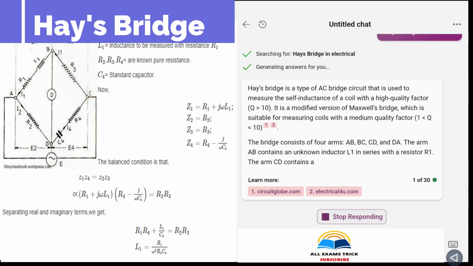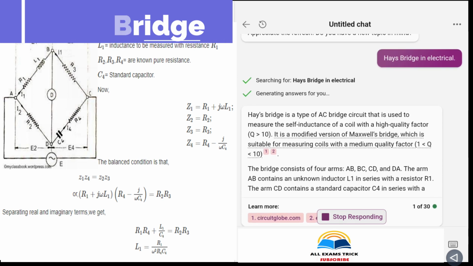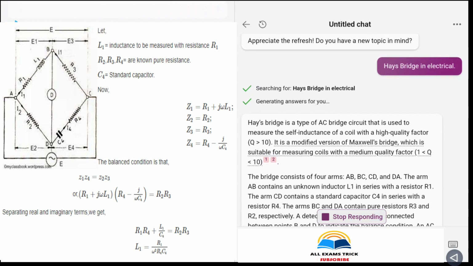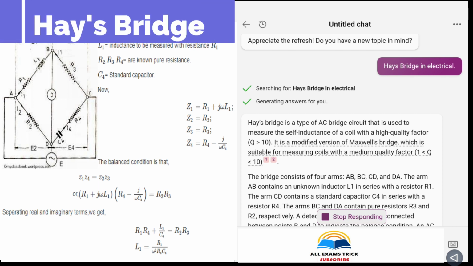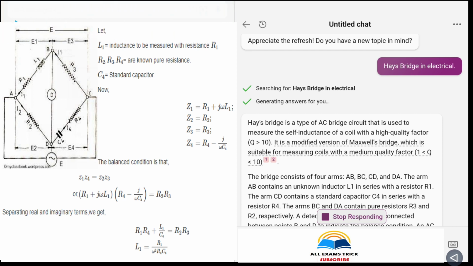Hayes bridge is a type of AC bridge circuit that is used to measure the self-inductance of a coil with a high quality factor, Q greater than 10. It is a modified version of Maxwell's bridge, which is suitable for measuring coils with a medium quality factor, 1 less than Q less than 10. The bridge consists of 4 arms, AB, BC, CD, and DA.